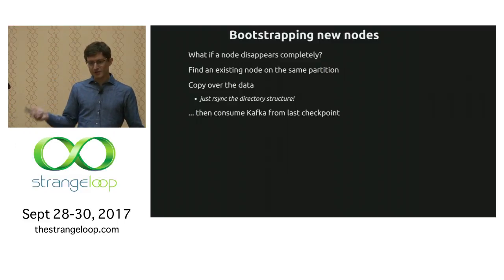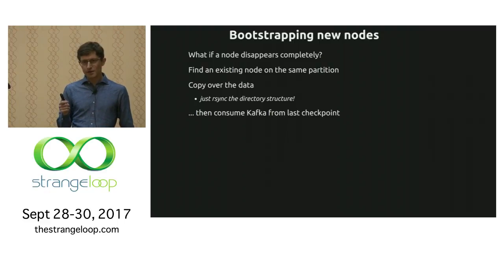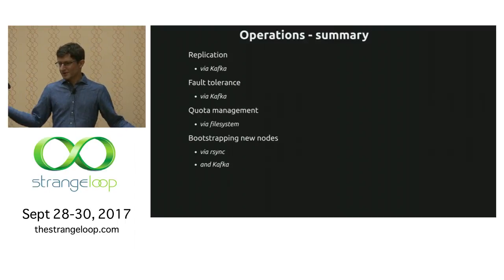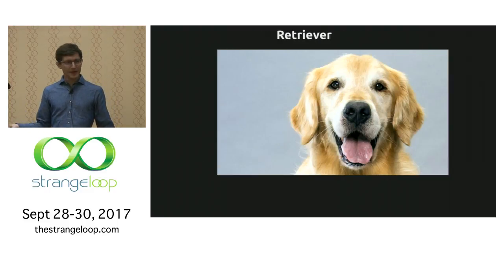Once we're done with rsync, because that takes some time, well, now we're a little bit behind. But that's fine, because we also rsynced the checkpoint file. So we just reconsume from whatever the checkpoint says. Now we're up to date. So that's sort of how we get some of these operational properties. We get replication thanks to Kafka. We get fault tolerance thanks to Kafka. We get quota management by using the file system. And we can bootstrap new nodes using rsync and Kafka. And that is retriever.